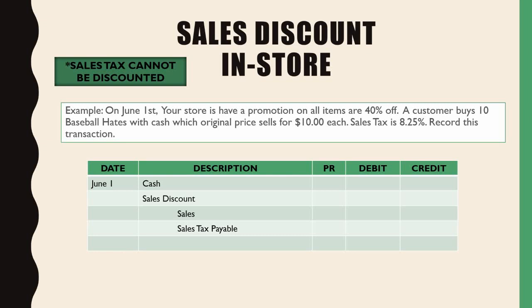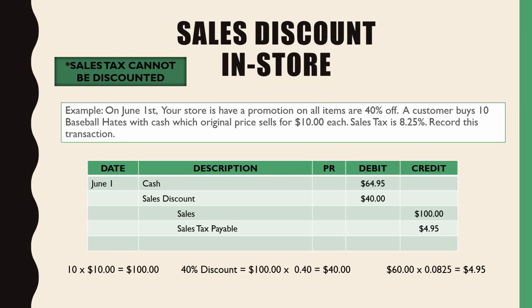So in this case, let's go ahead and complete this. If I originally sold all of my 10 baseball hats that are originally priced at $10 each, my sales is going to be $100, right? But because I have a sales discount of 40%, 40% of $100 is going to give you a $40 discount. That means you're not going to be getting all $100. You're only going to get 60% of that amount. So that's where you have to keep this in mind as well.